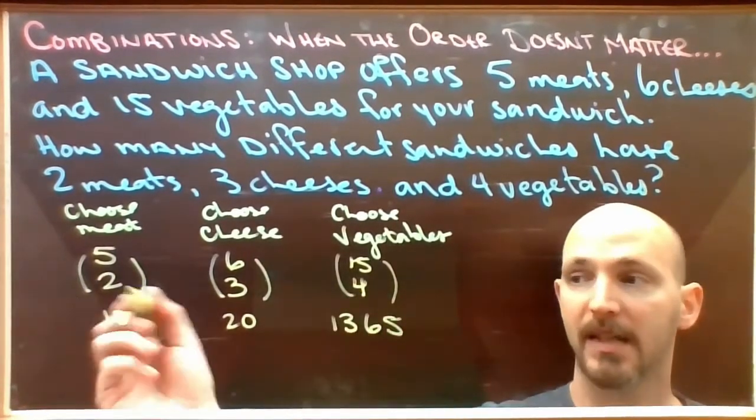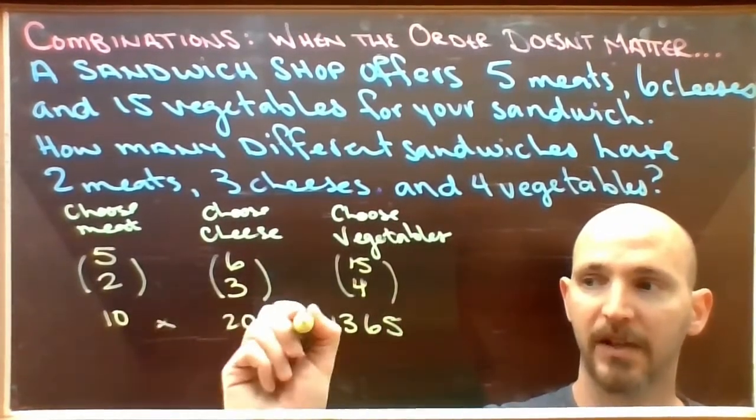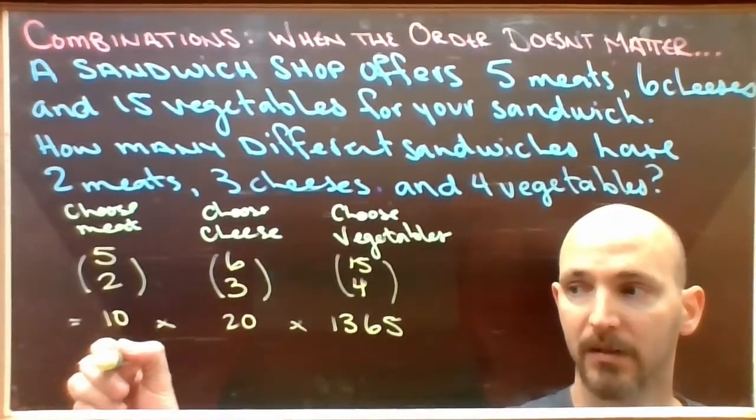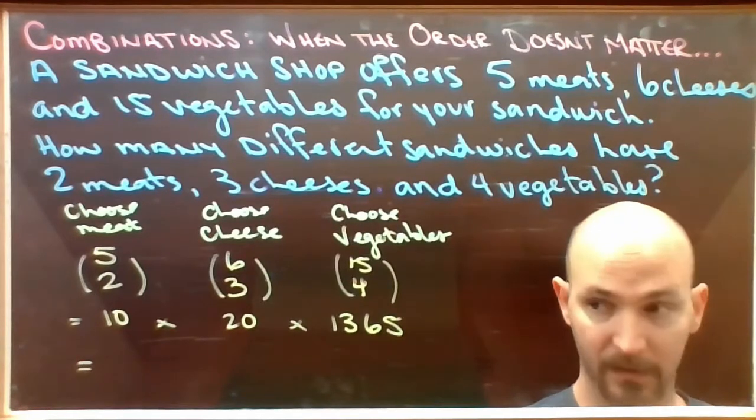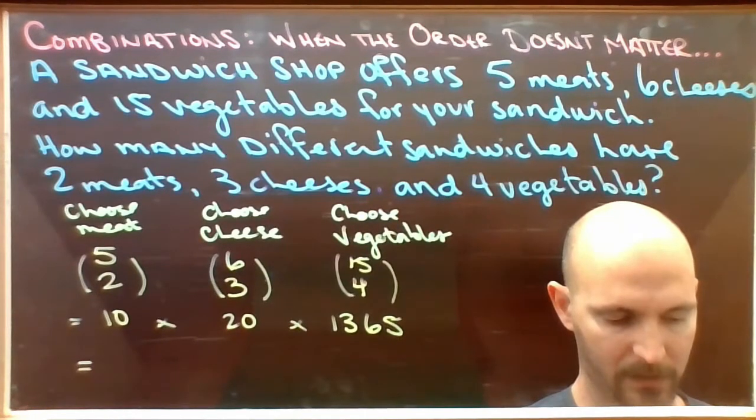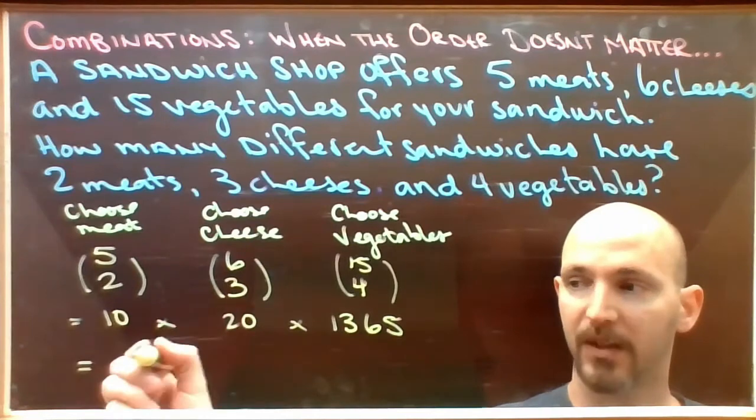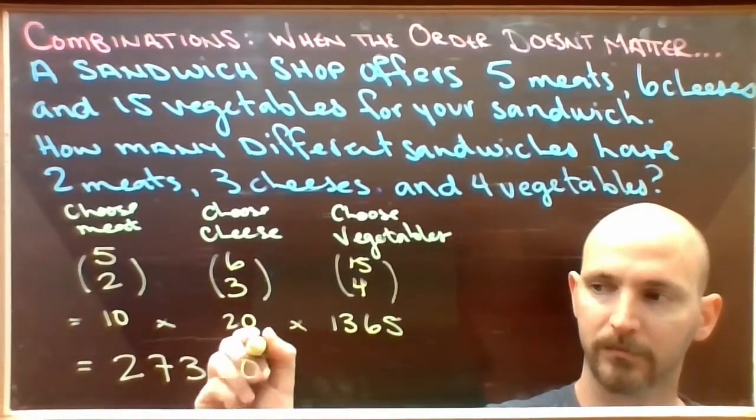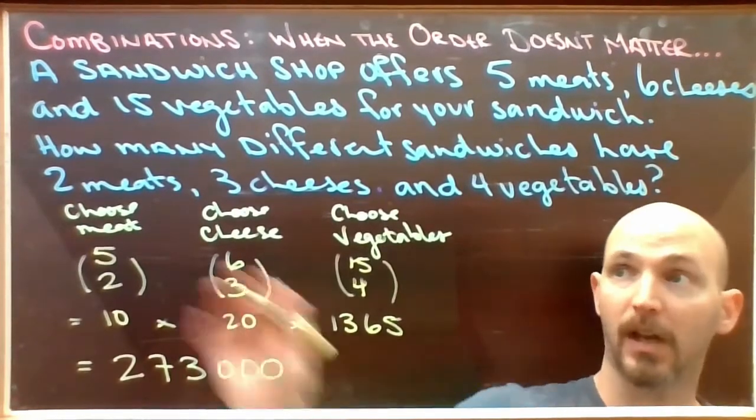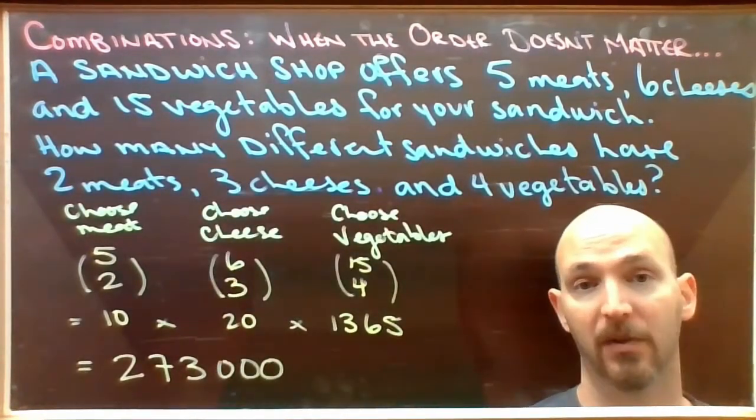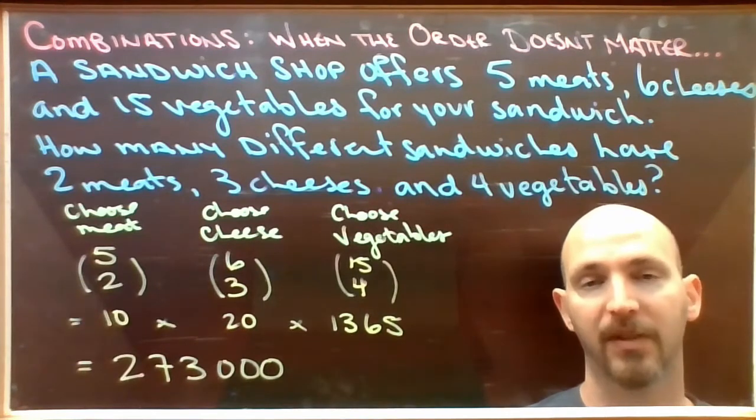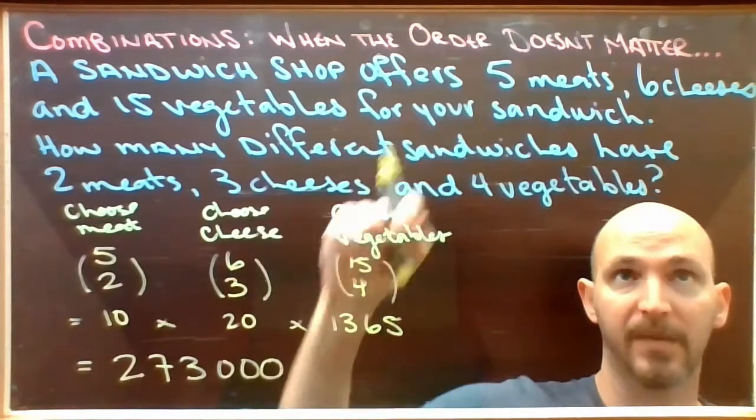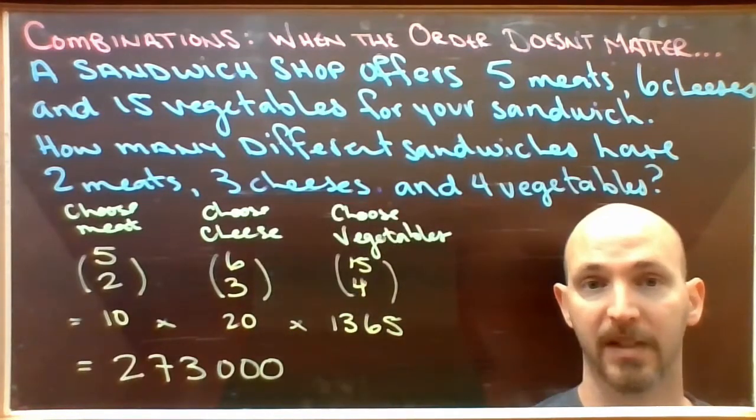1,365. And since I have to choose my meat and my cheese and my vegetables, I'm going to have to multiply those all together for a grand total of 273,000. So under these conditions, for this particular question, there are 273,000 different sandwiches you could make that have 2 of the 5 meats, 3 of the 6 cheeses, and 4 of the 15 vegetables.